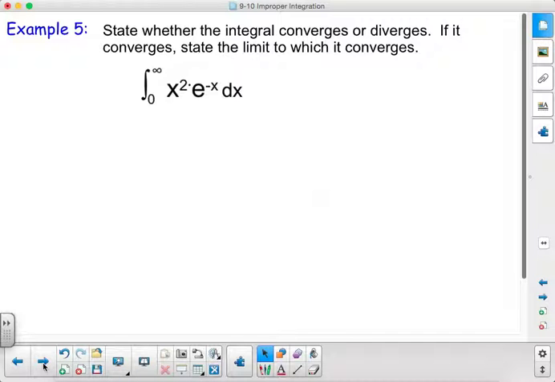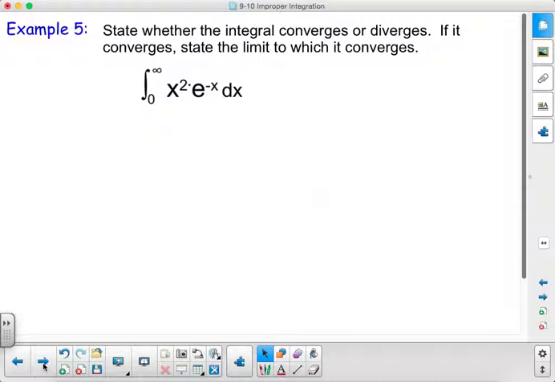What do you think? What's the issue here? Anybody? I have a product of two functions. Oh no. How do you take the integral of a product of two functions? Repeated integration by parts. What's that? You can do some repeated integration by parts. Remember this? Can you do this?